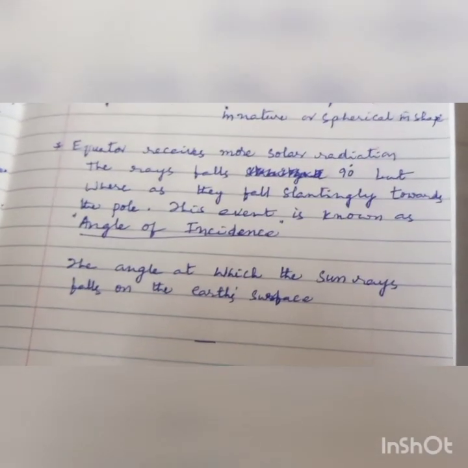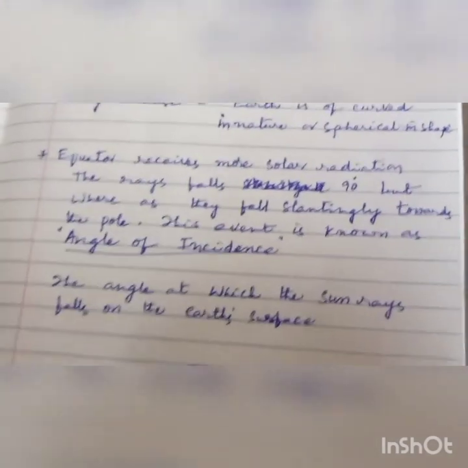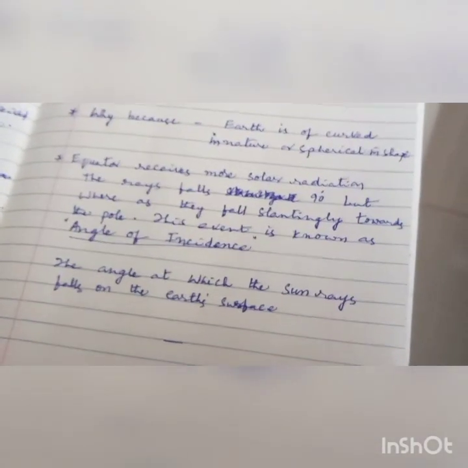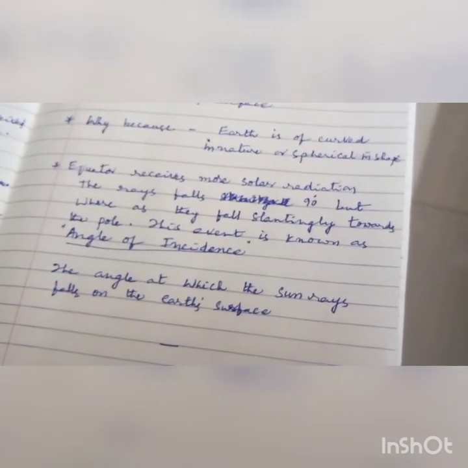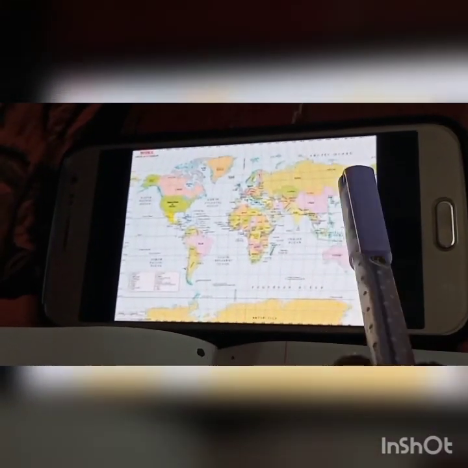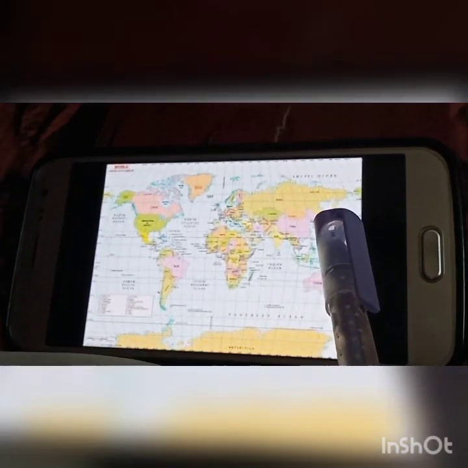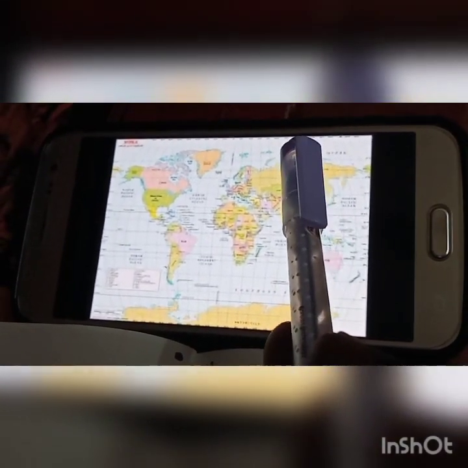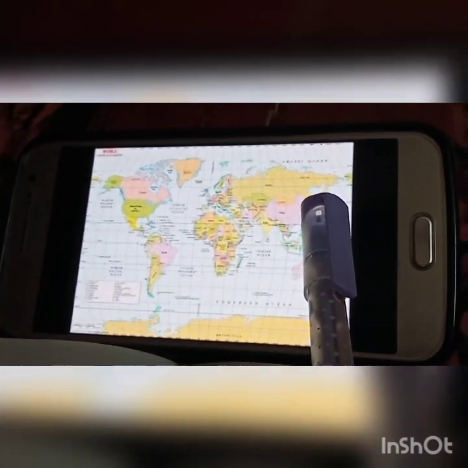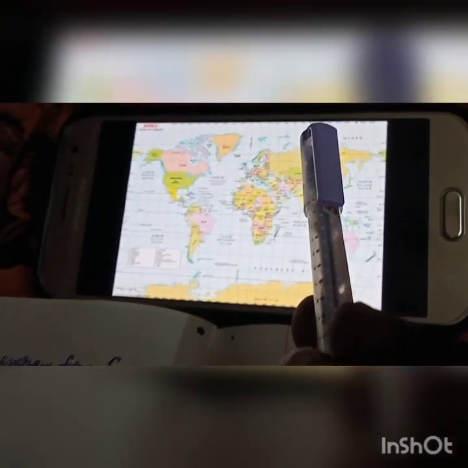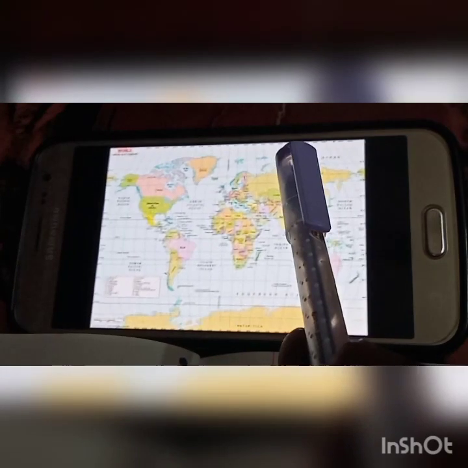I would like to ask you, my dear children, is the angle of incidence more in Japan or Russia? This is Japan, you know very well, and this is Russia. Now tell me, which country possesses the higher intensity of this angle of incidence? Generally, if we compare Russia and Japan, Japan receives more because it is nearby the equator. Russia is far away from the equator and is nearby a polar region.